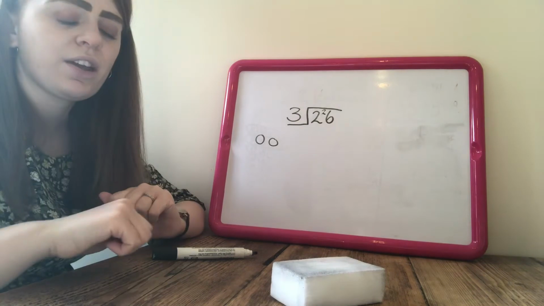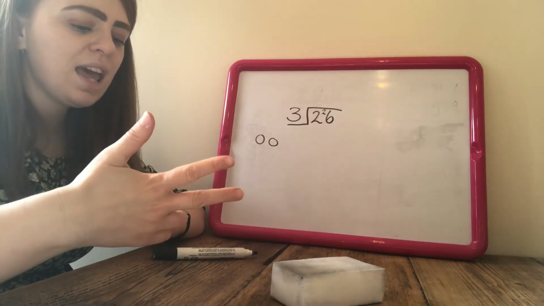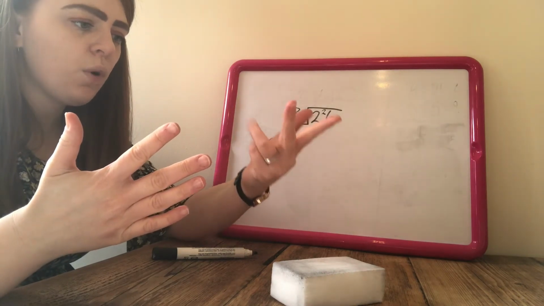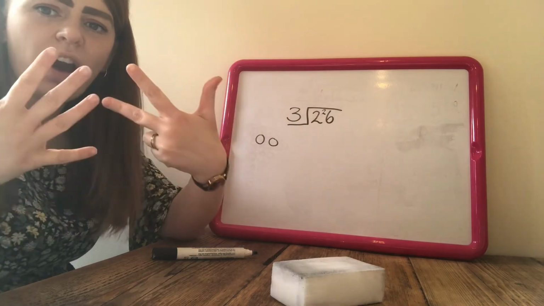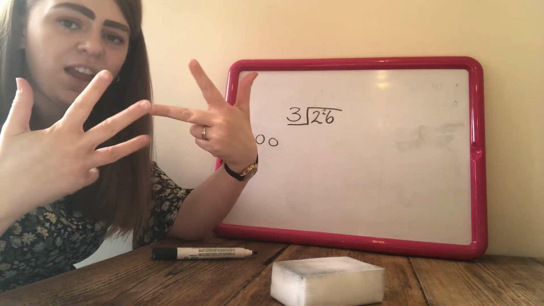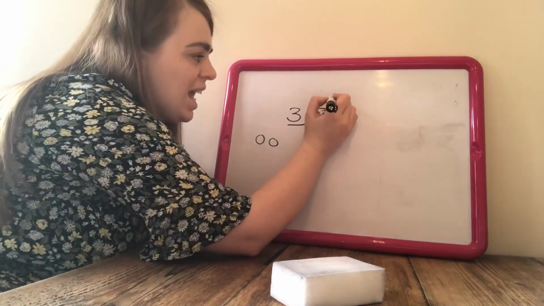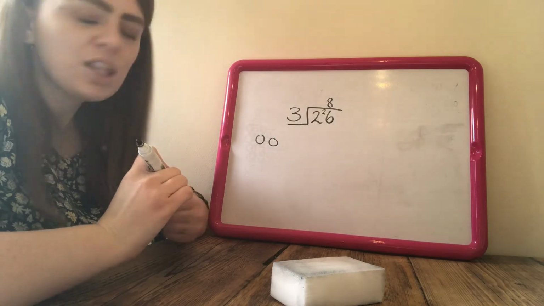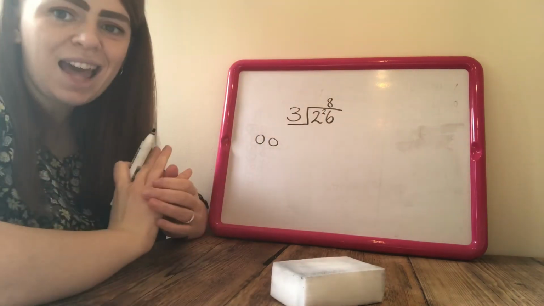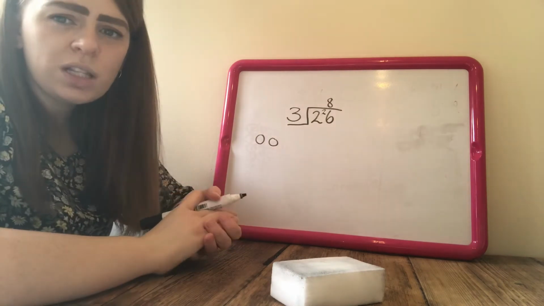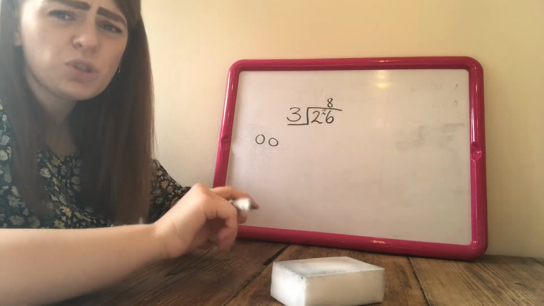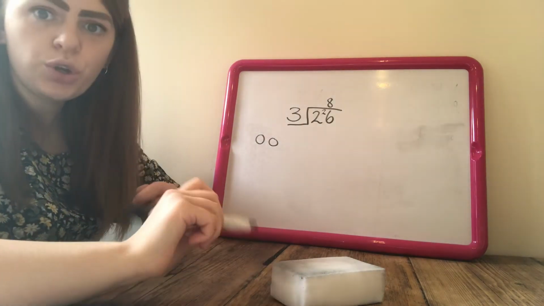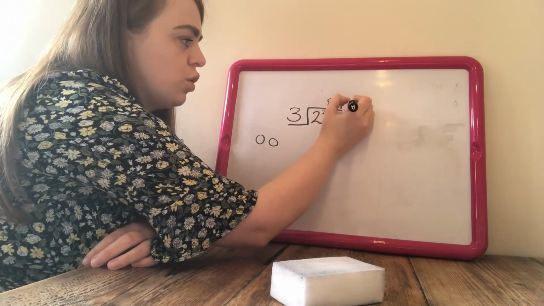So I'm going to do it using my fingers. 3, 6, 9, 12, 15, 18, 21, 24, 27. Oh, but 27 is too far. So I've used 8 fingers. Okay, so I've managed to fit 8 3's in there. But that only got me to 24. And I want to get to 26. So what is my remainder going to be? 24 add what equals 26? 24 in my head, 25, 26.